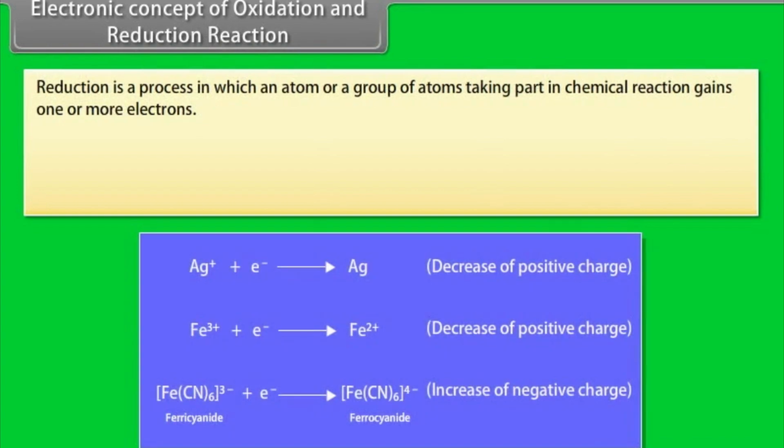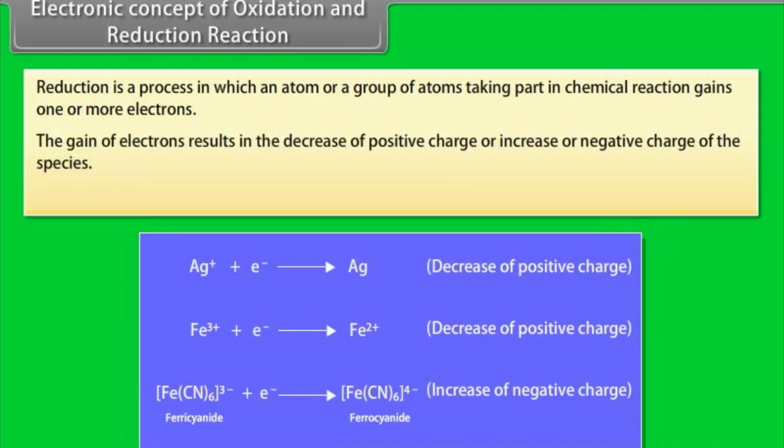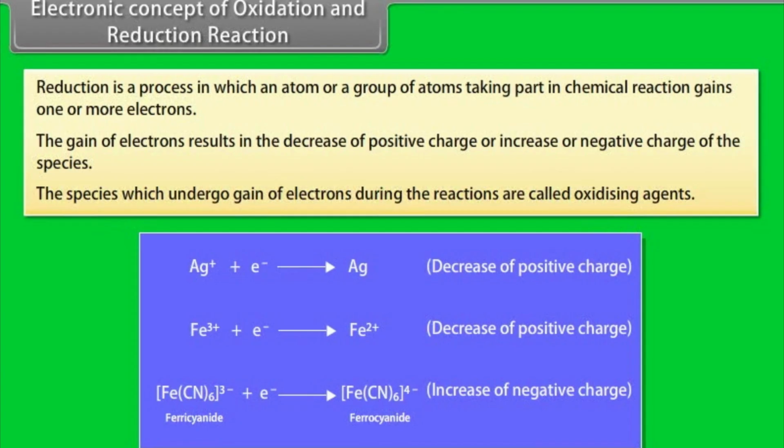Reduction is a process in which an atom or a group of atoms taking part in a chemical reaction gains one or more electrons. The gain of electrons results in the decrease of positive charge or increase of negative charge of the species. The species which undergo gain of electrons during the reactions are called oxidizing agents. Ag+, Fe3+, and Fe(CN)6^3- are oxidizing agents in these examples.